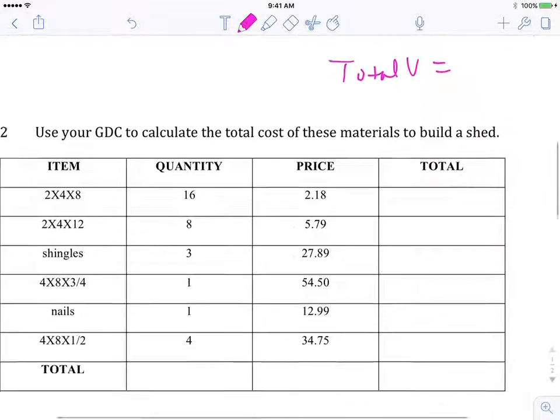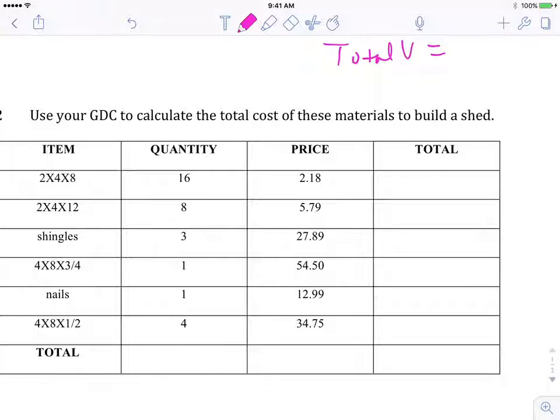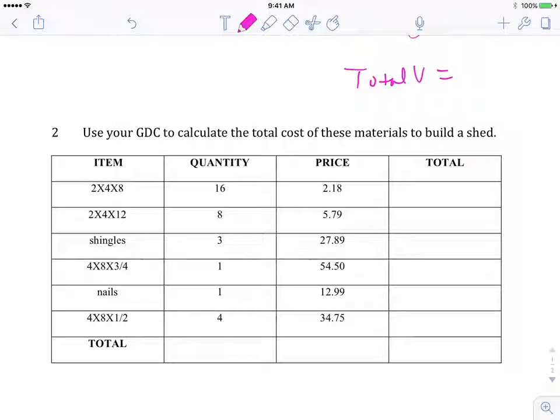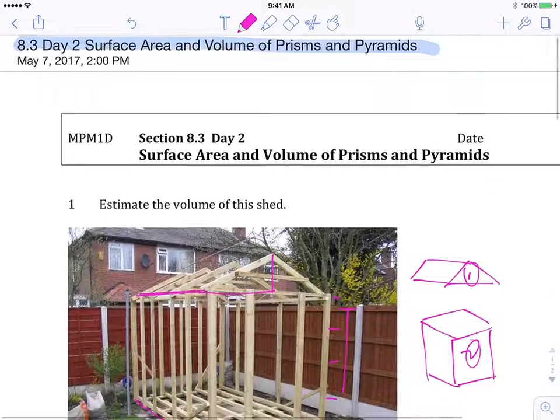Then it asks you to use your graphing display calculator to calculate the total cost of these materials to build a shed. So here are materials you might need. Figure out the total cost by entering the total in each of these blanks, and then you'll have, of course, a sum total of how much it's going to cost you for everything. And that's it. All right, and then you have a good idea of what it costs to build a shed.